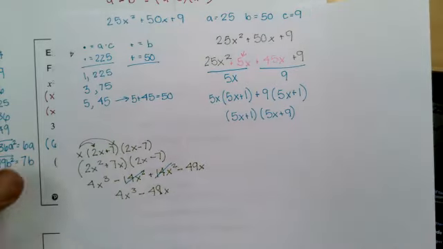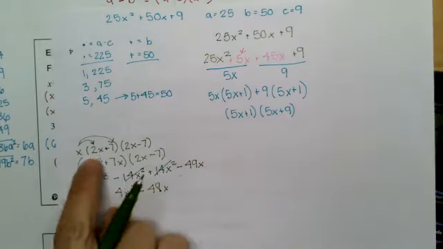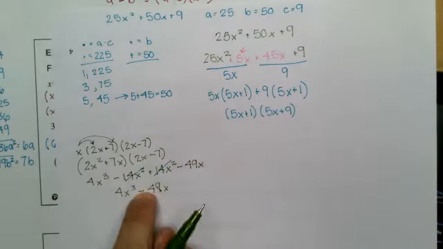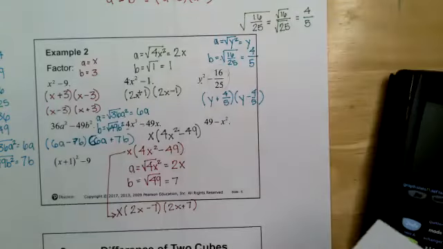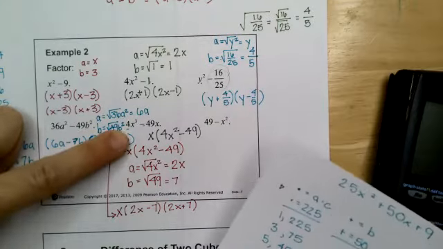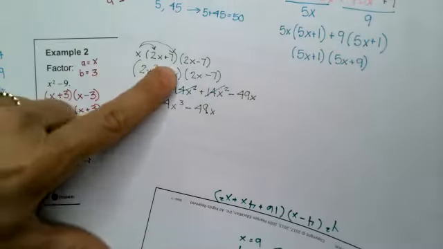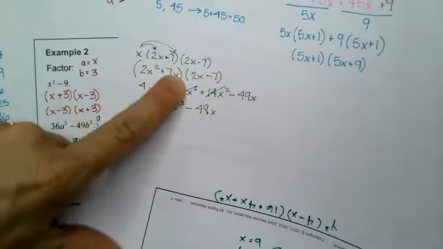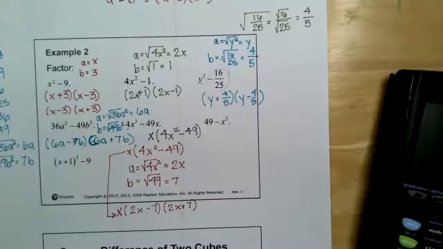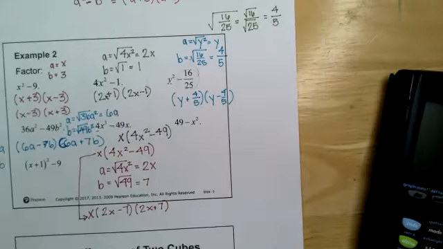So if you're ever wondering if you got the right answer, you can multiply it back out and see what you're left with, or you're also welcome to put this into Desmos. It will give you a graph, and then put your answer into Desmos and see if it covers the same line. Okay. Now we have 49 minus x squared.